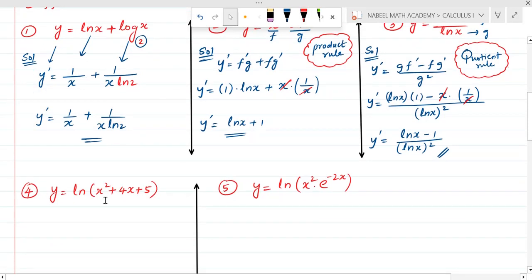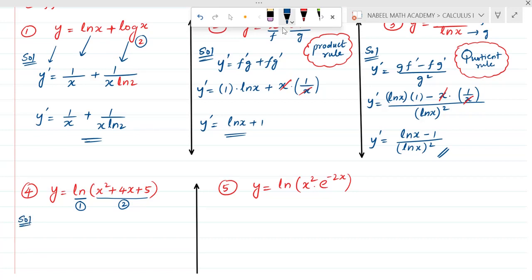So it's y equals ln of (x square plus 4x plus 5). Therefore, it's a chain rule. First you have to differentiate the ln, and second you have to differentiate the inside function. It's a composition function, so I will use the chain rule here. So what is the first thing? y prime is equal to, if you differentiate ln, it becomes 1 over (x square plus 4x plus 5). So the differentiation of ln is over.